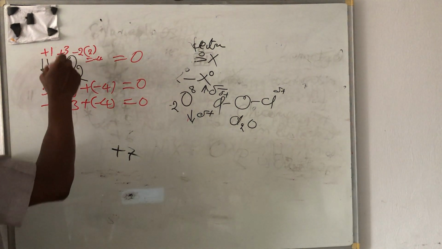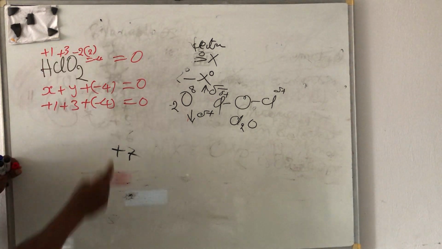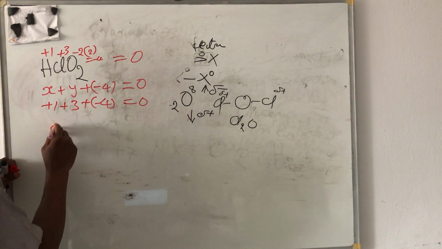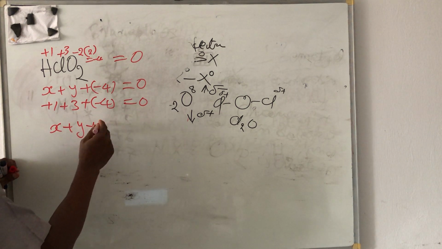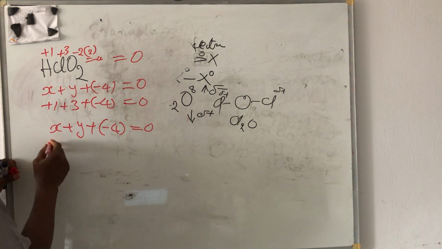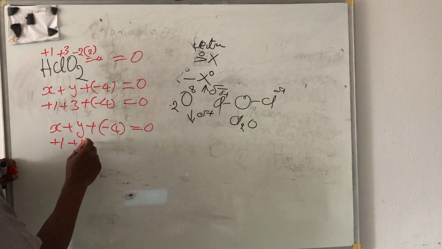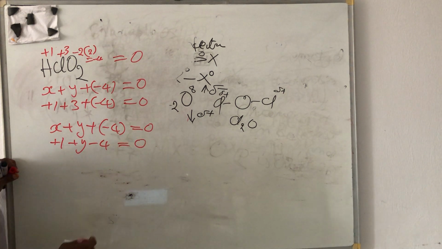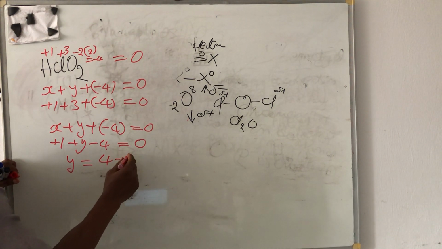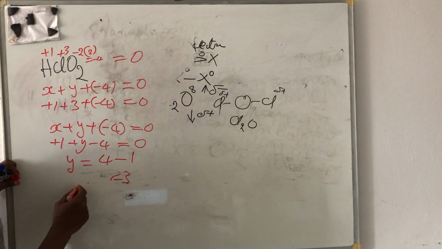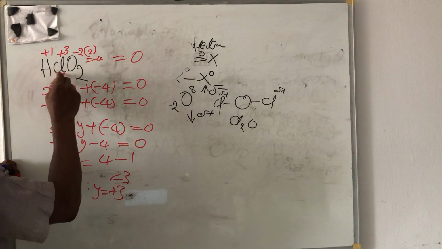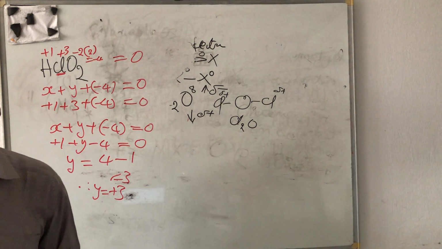Meaning that if you want to calculate it, you can calculate it on your own. You have x plus y plus minus 4 equals 0. X here is plus 1, plus y minus 4 equals 0, meaning y equals 4 minus 1 equals 3. Therefore, y equals plus 3. And that becomes the oxidation state of chlorine in this compound.